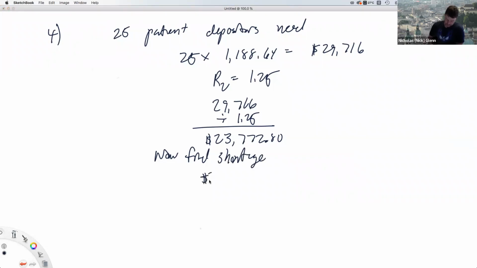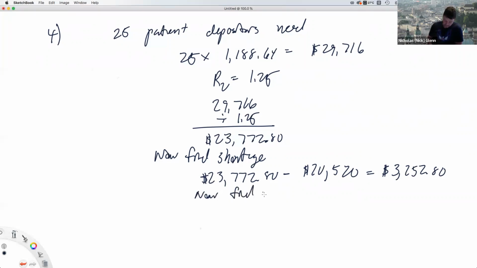All right, so it's 23,772.80 minus, remember, the 20,520 is what's in there after everybody pulls it out. So it's going to leave us $3,252.80 short. All right. So now find the individual tax. Well, that's just 3,252.80 divided by 75. All right, so they each want to pay a tax of $43.37.